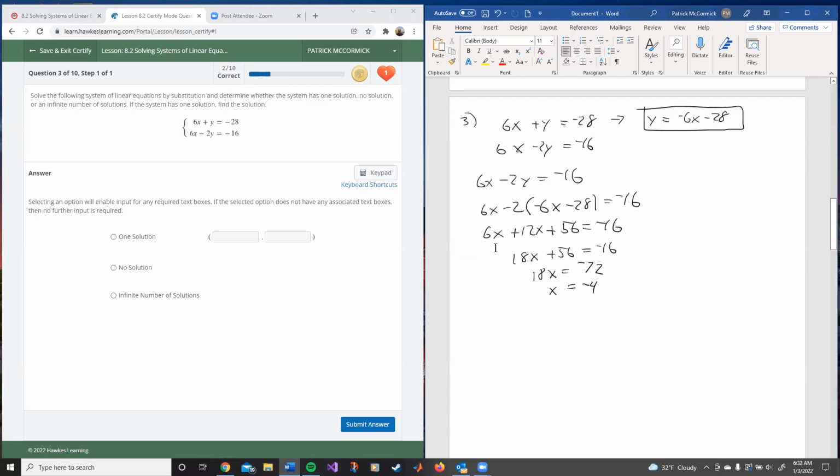Scroll down a little bit here. All right, so now we take this, plug it into our substitution. So y equals -6x minus 28. So -6 times -4 minus 28. So that'd be positive 24 minus 28, which is -4. So my coordinate point, one solution, is (-4, -4).